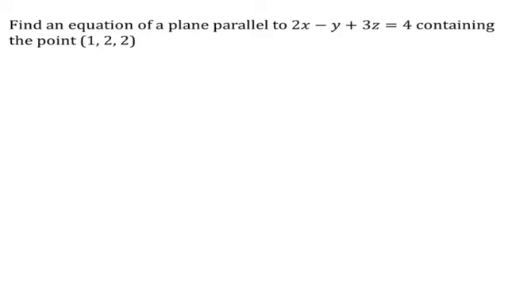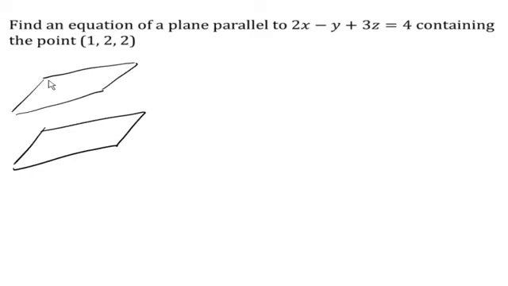So we want to find an equation of a plane parallel to the plane 2x minus y plus 3z equals 4 and containing the point (1, 2, 2). If two planes are parallel, then you can imagine, so let's see if we can draw two parallel-ish planes here, that the normal vector to this plane and the normal vector to this plane are going to have to point in the same direction if the planes are parallel.